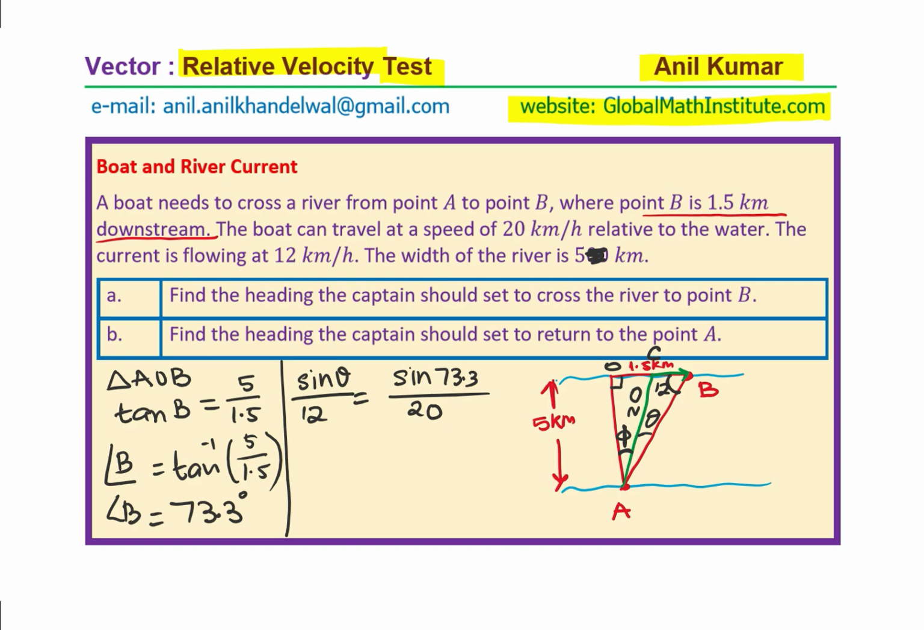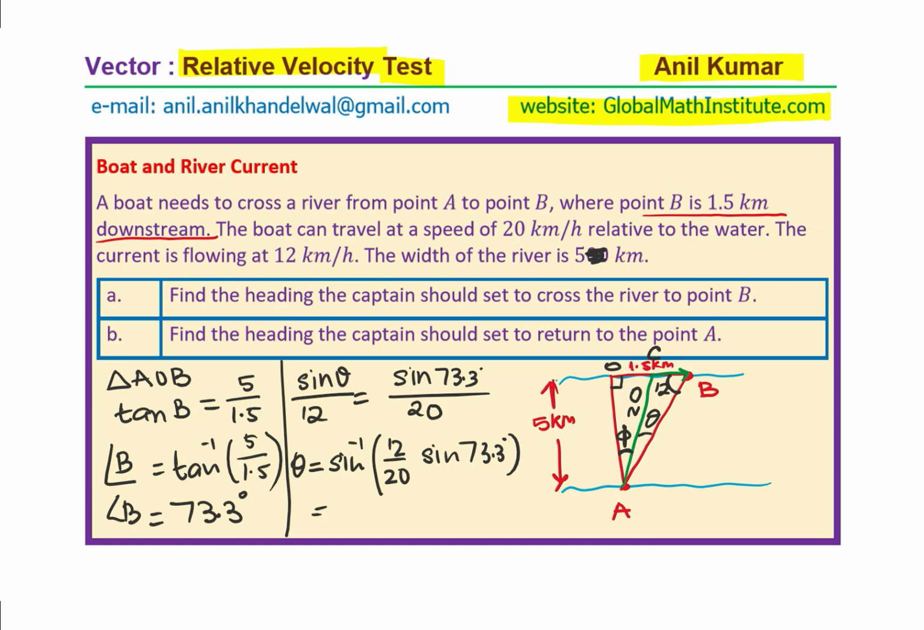So we can get the angle theta as equal to sine inverse of 12 divided by 20 times sine of 73.3 degrees, correct? So let's use the calculator. We'll do 12 divided by 20 and times it by sine of 73.3, which is equal to 0.5746.